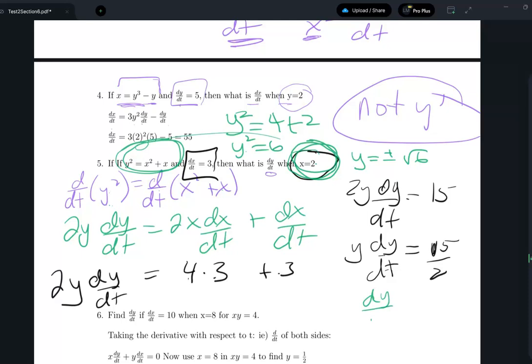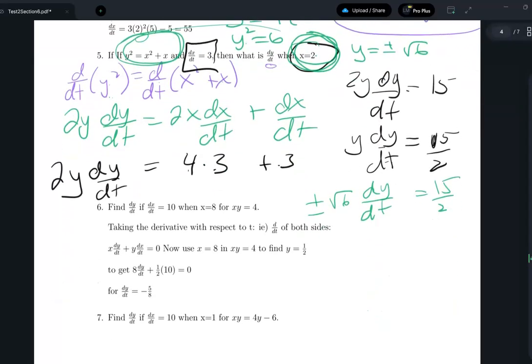So dy over dt would be 15 over 2, and then I would have plus or minus root 6, and then divide by that, right? 15 over 2, and I'd have plus or minus 1 over root 6. That's pretty ugly, but it's okay. It's legit. Okay, let's look at this one.